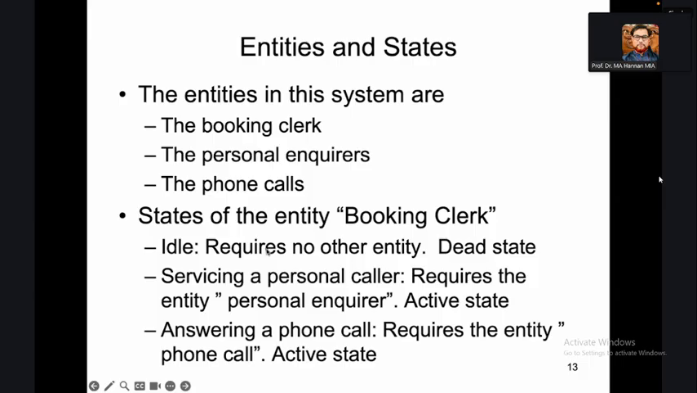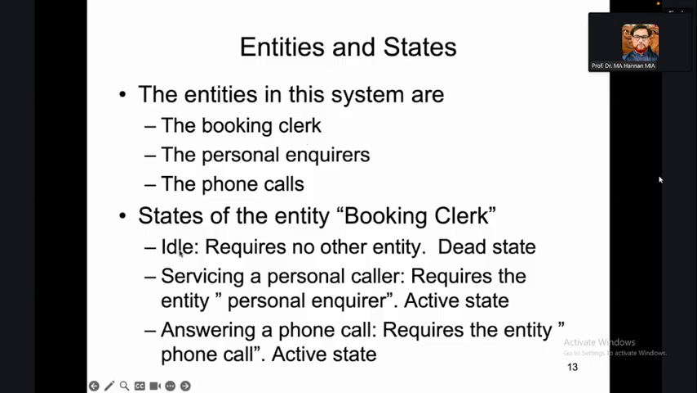So when we said, the dead state means a particular entity doesn't require interaction with other things, other entities, but an active state means the entity requires engaging with other entities. Then it is active state. So you understand active and dead state. Here we describe the active and dead state of the booking clerk.